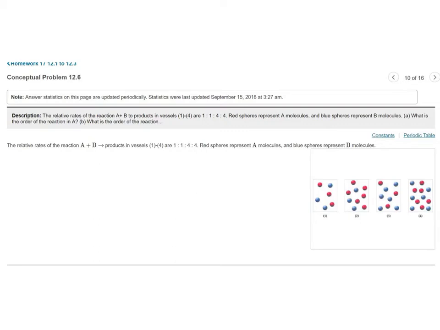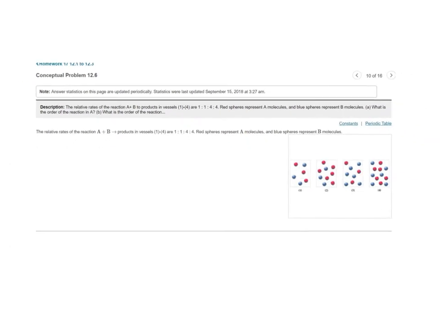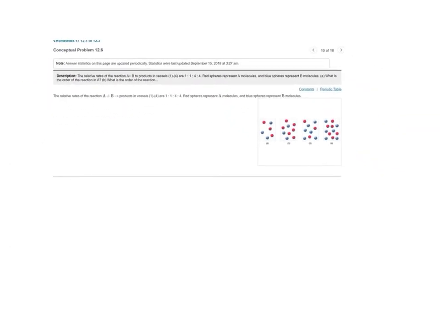Okay, let's take a look at 12.6. I actually get asked about this one quite frequently. And it really boils down to that fun-filled counting that you guys love so much to do. It's telling you that the relative rates for these boxes are 1, 1, 4, 4. So I'm going to write that up there.